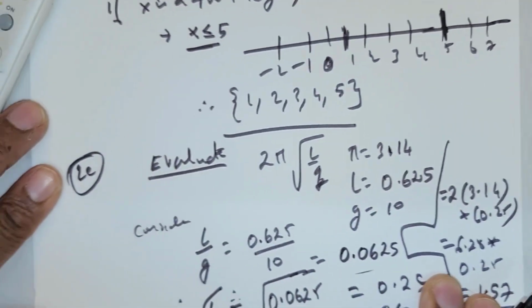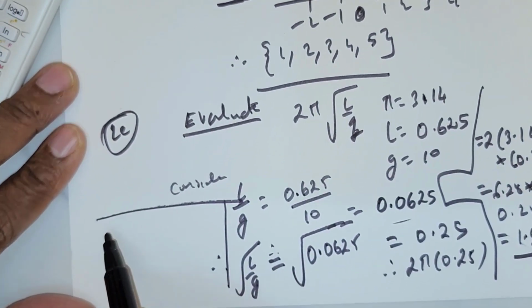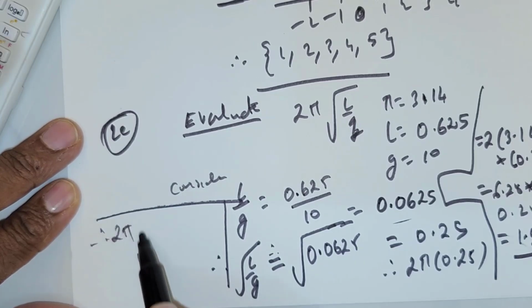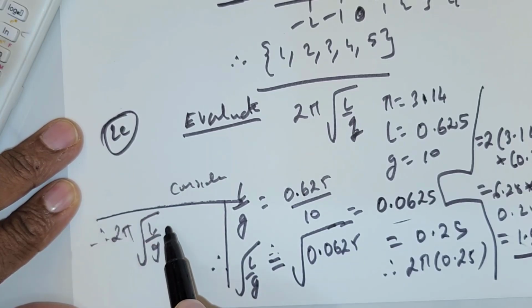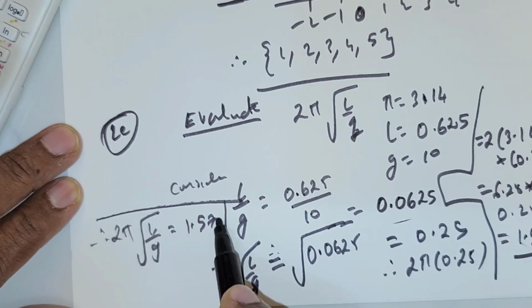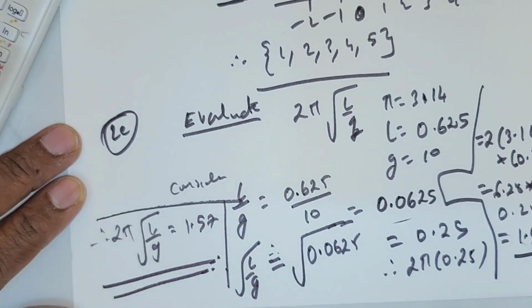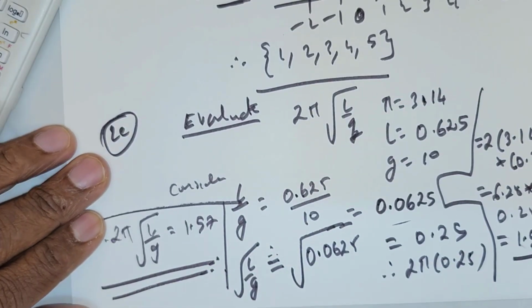So therefore the final solution, you can write it like this: 2 pi times root of L over G is equal to 1.57. So this is the completion for this question. We move on to the next one.